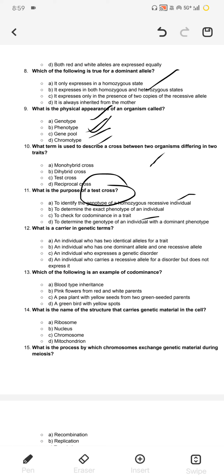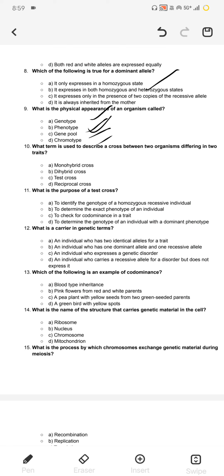We have to tell the purpose of test cross. So the right option here is to determine the genotype of an individual with a dominant phenotype. Option D is the right answer here.